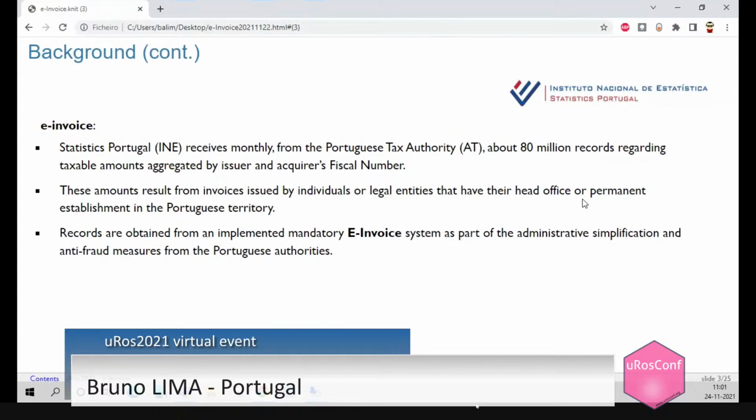About the invoice data: Statistics Portugal receives monthly from the Portuguese tax authority more than 80 million records regarding taxable amounts aggregated by issuer and acquirer fiscal numbers. The amounts result from invoices issued by individuals or legal entities that have their head office or permanent establishment in the Portuguese territory. Records are obtained from a mandatory e-invoice system implemented as part of the administrative simplification and anti-fraud measures of the Portuguese authorities.